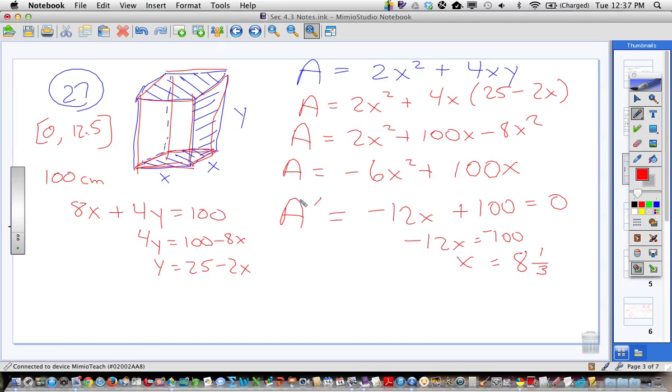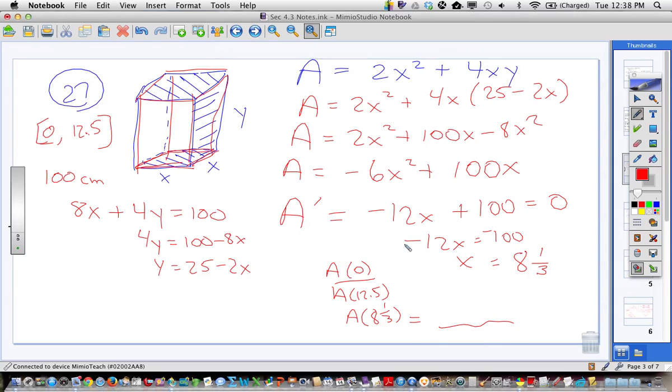Was this a maximum problem? The largest surface area? Right? So we're looking for a maximum. So you could do your list of candidates now. You could do A of 0, and you could do A of 12.5, and you could do A of 8 1/3, or you could do a number line. This might be another good one for a number line, and 8 1/3 is going to be your largest, whatever that comes out to be.